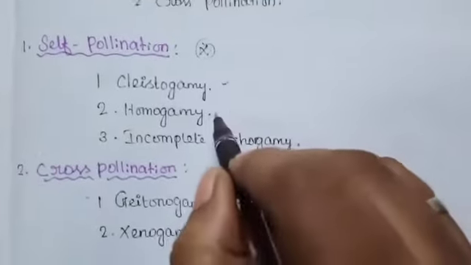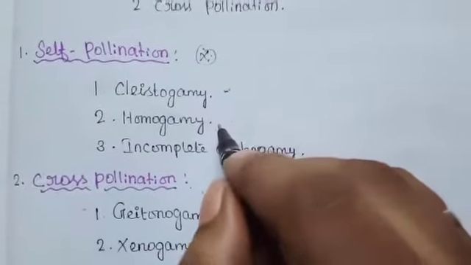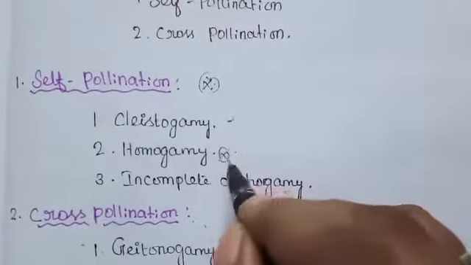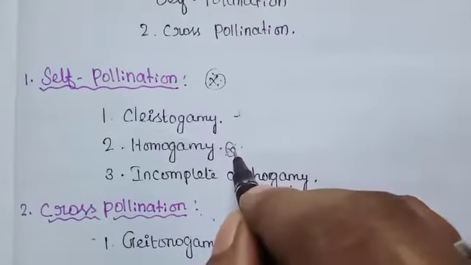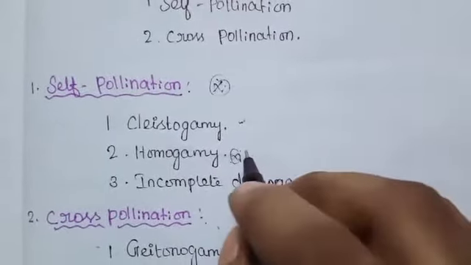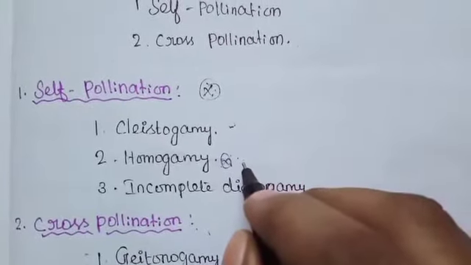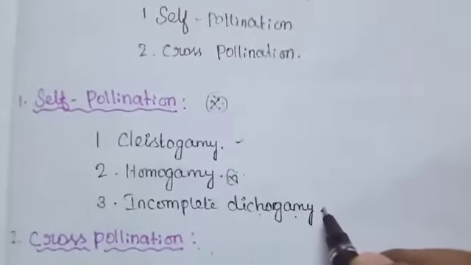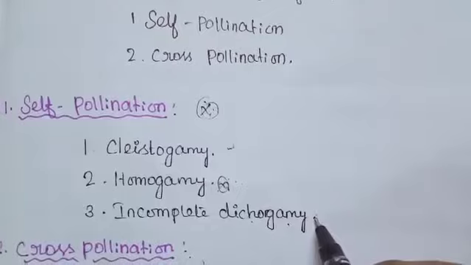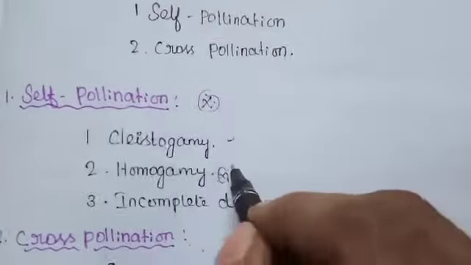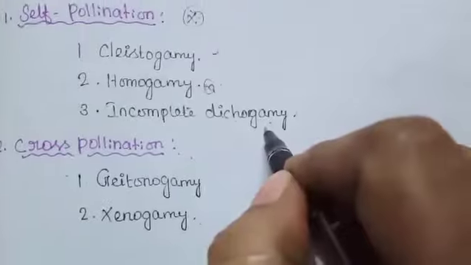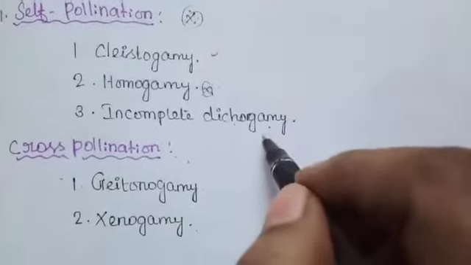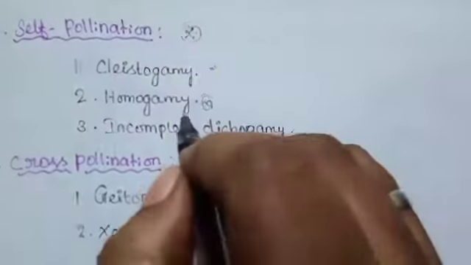Next, homogamy. When the stamens and the stigma of a flower mature at the same time, it is said to be homogamy. It favors self-pollination to occur. Examples, Mirabilis jalapa, Four o'clock plant, then Catharanthus roseus, Periwinkle. Incomplete dichogamy. In dichogamous flowers, the stamen and the stigma of a flower mature at different times. Here the times of maturation of these essential organs overlap, so that it becomes favorable for self-pollination. So these are the 3 types of self-pollination.